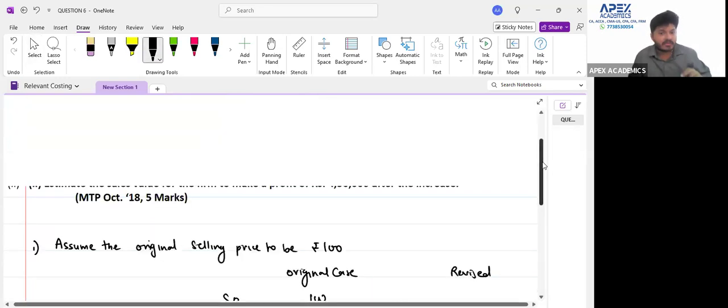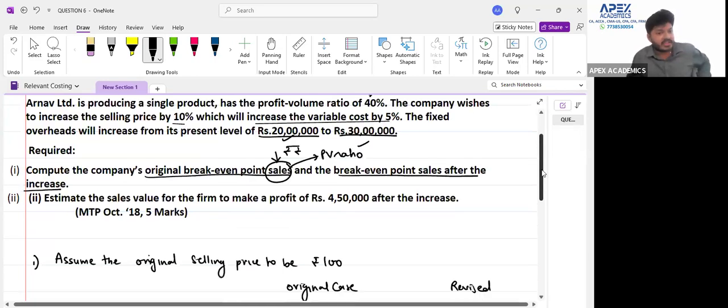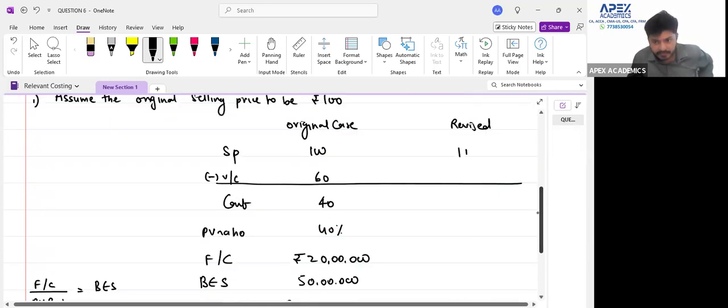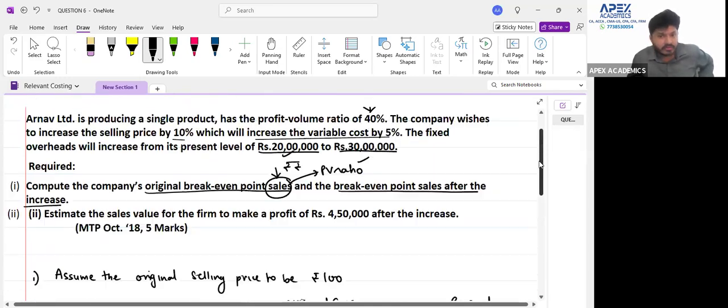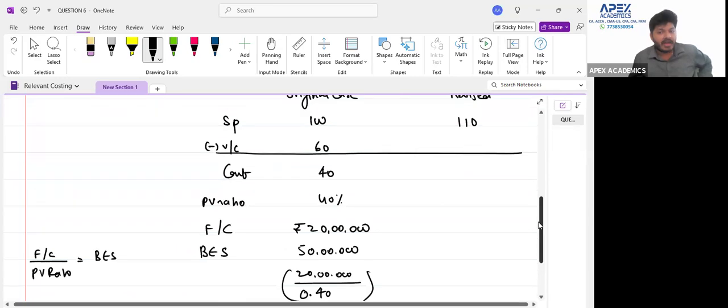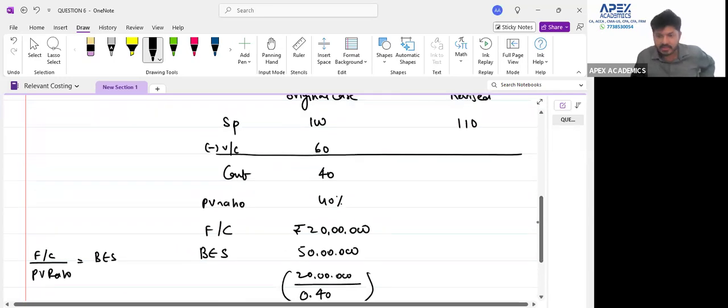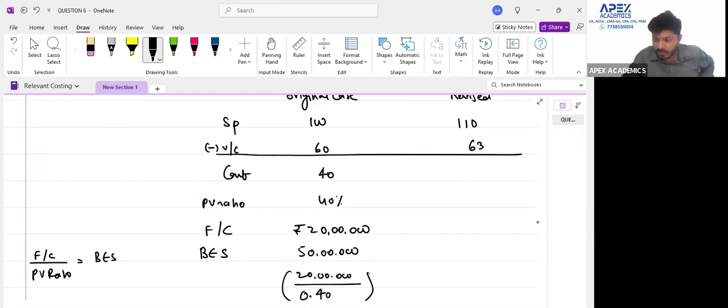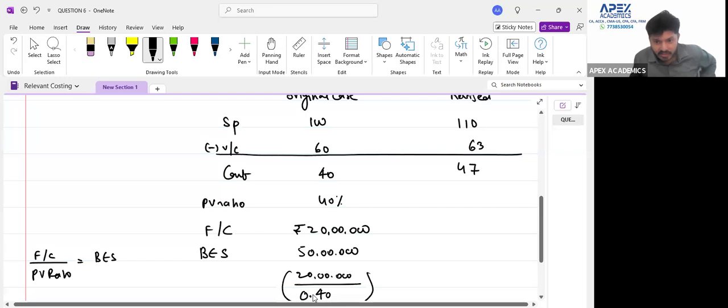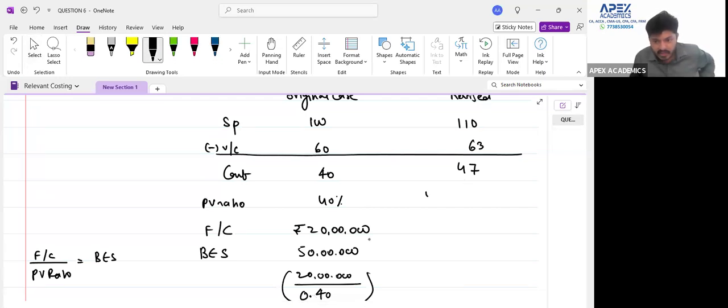Now what are they saying in the next part? They are saying the company wishes to increase the selling price by 10%. Okay, 110. Because of this, what will happen? The variable cost will increase by 5%. So 60 will increase by 5%, so it will become 63. So what is your revised contribution? Your revised contribution is 47. Now what will your revised PV ratio be? Revised PV ratio is 47 divided by 110. What is your answer? 42.73%. Agreed or disagreed?